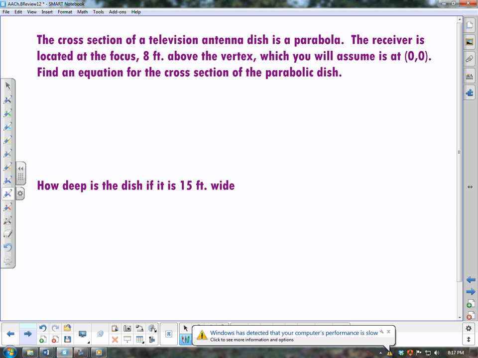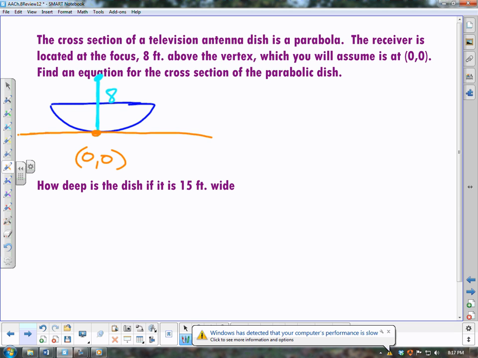All right, so now we have this one. A cross-section of a television antenna dish is a parabola, like that. The receiver is located at the focus up here. And that distance right there is 8 above the vertex. And we will call this point 0, 0, which means there's an axis and there's an axis. Find an equation for the cross-section of the parabolic dish.